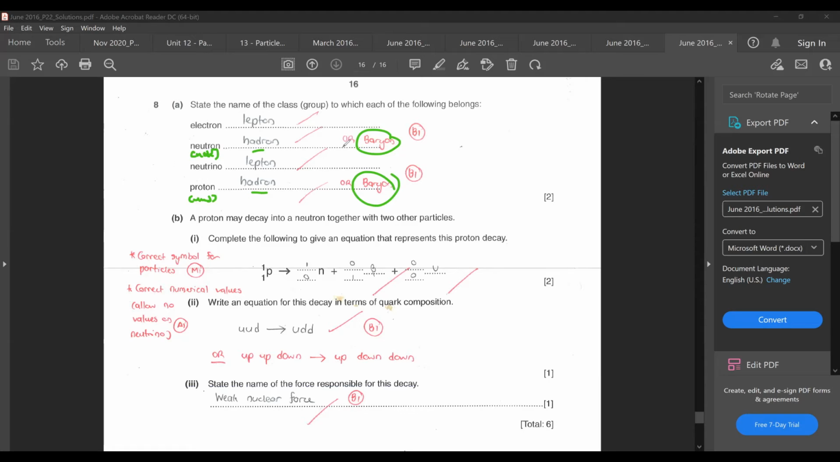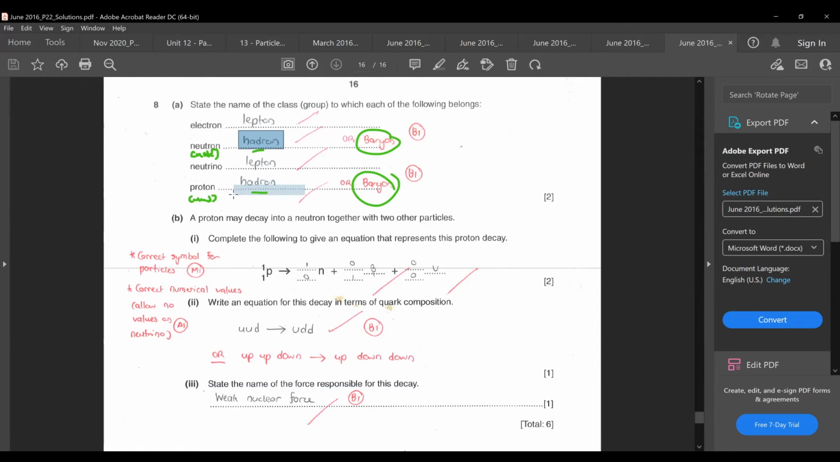All right. You can also say it's baryon. Baryon is a very specific kind of hadron. Hadron is a general name. So it's enough just to know it's hadron. Now a proton may decay into a neutron together with other particles. Complete the following to give an equation that represents this proton decay. You start off with proton. So this one you know must be P because you start off with P.